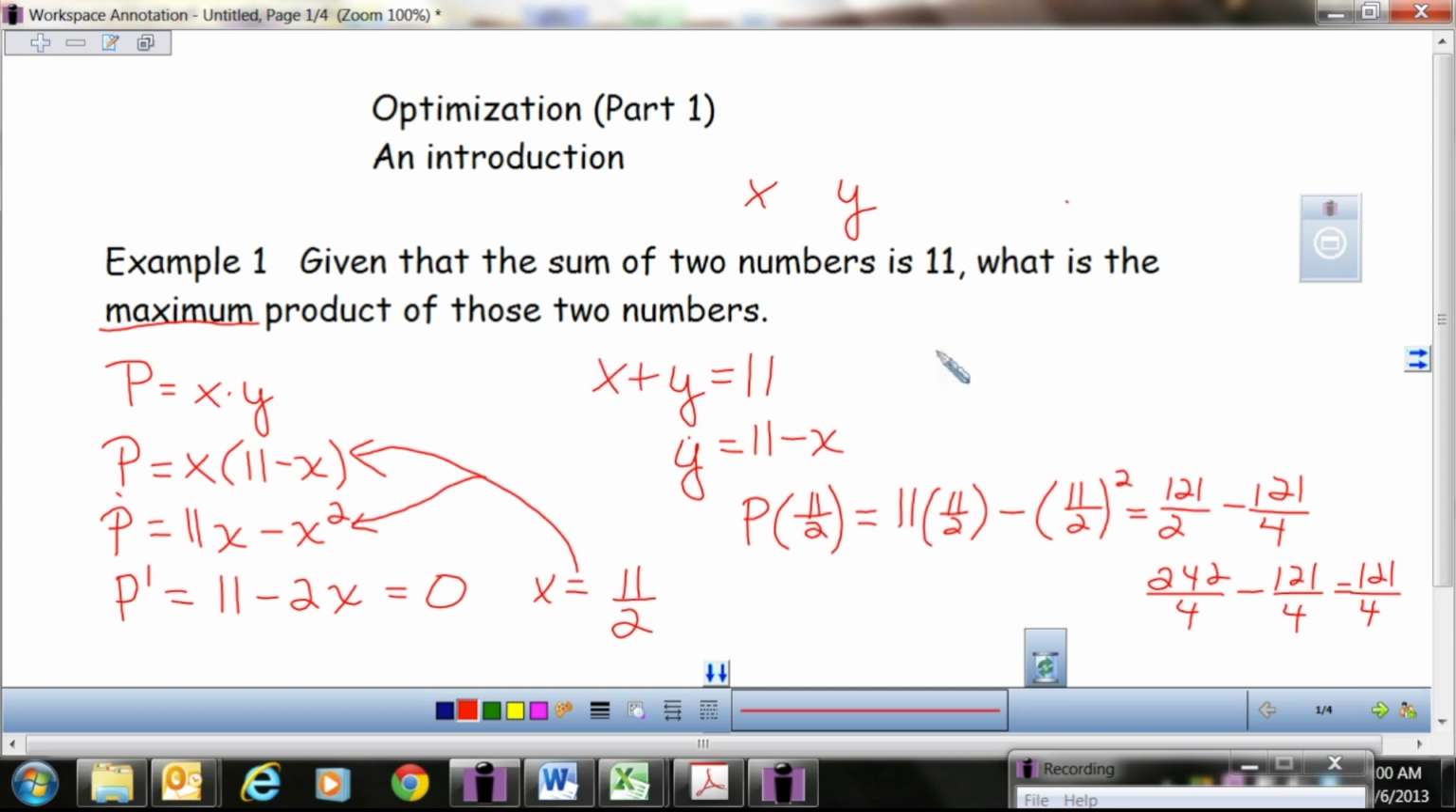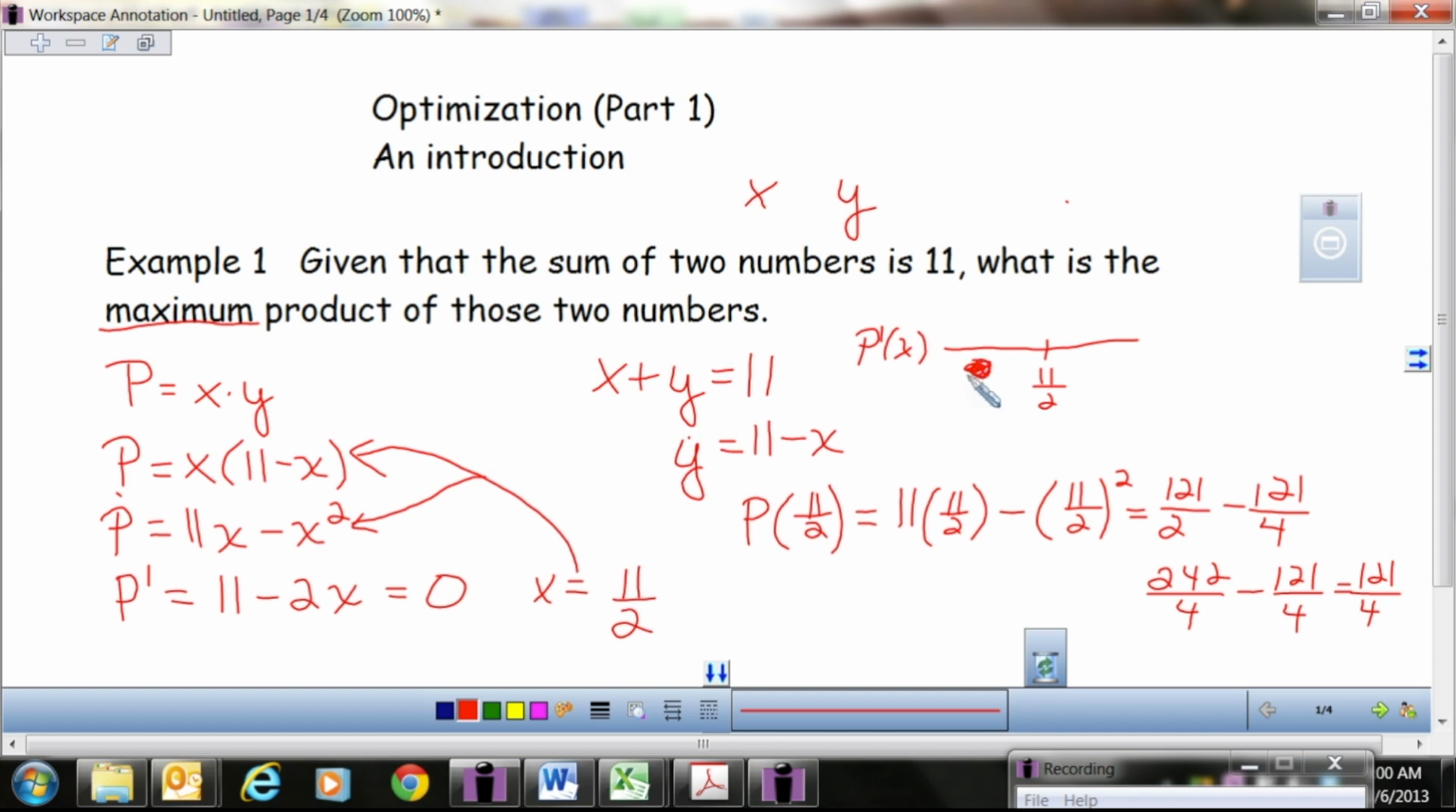And if we want to make sure this is a maximum, we can do a number line analysis just to check. So let's do that. Let's put 11 halves right here, and let's pick a number to the left of 11 halves, like 2 or 1 or 0, or 0 would be so easy, wouldn't it? Let's put 0 in there. You put 0 into here, well, you get 0. Maybe that's not the best one.